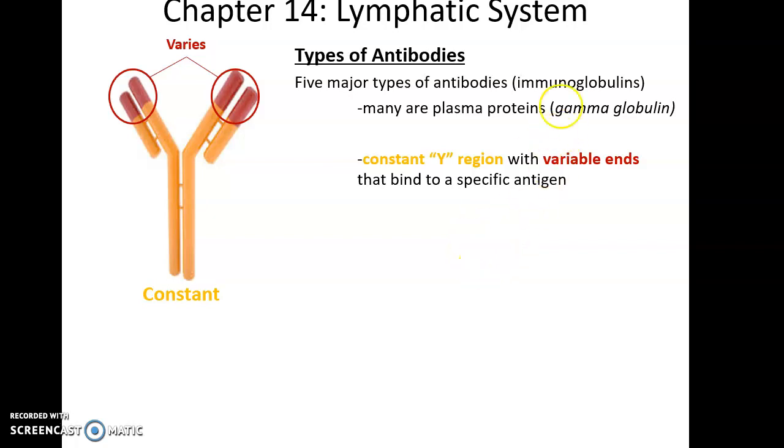Antibodies are also known as immunoglobulins or gamma globulin. Antibodies tend to have this Y shape, sometimes multiple Ys, sometimes just one. There is the constant region, which is basically the same from antibody to antibody, and then there are the variable ends that alter. It's these variable ends where the antibody can bind to its specific antigen.